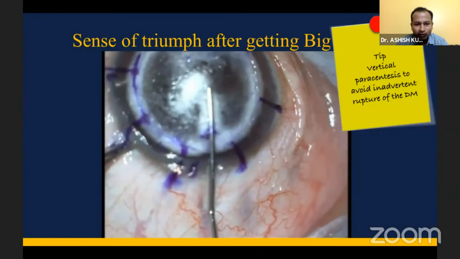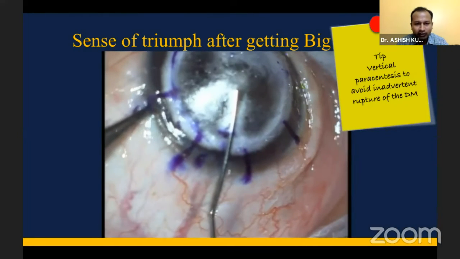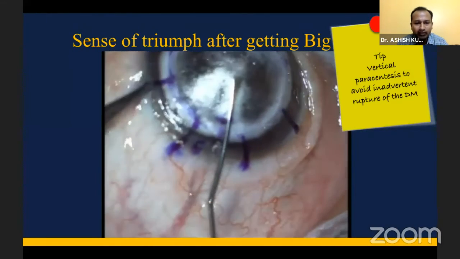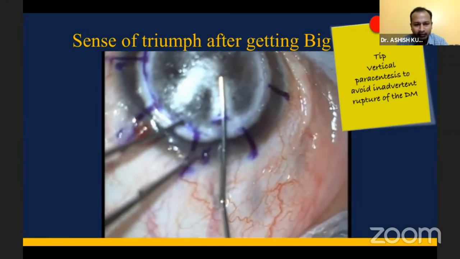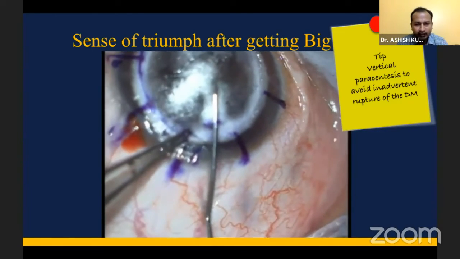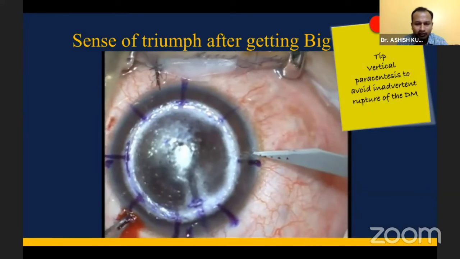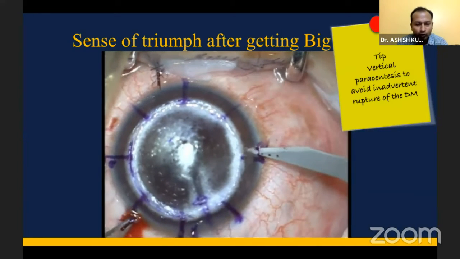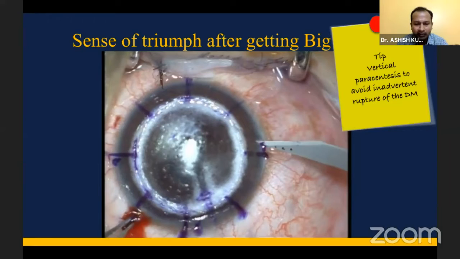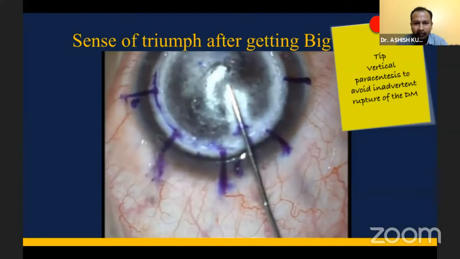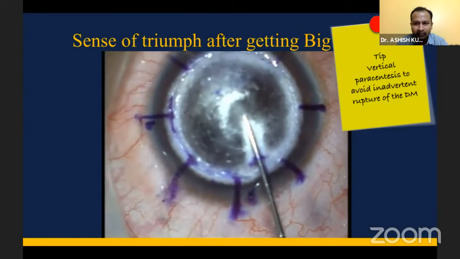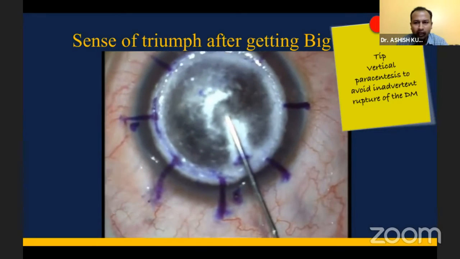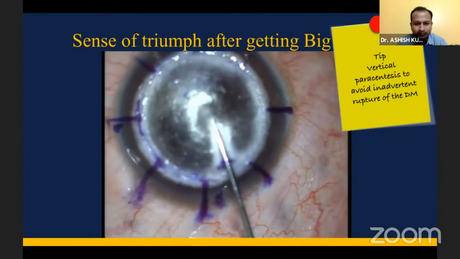So what I did finally, this is the wrong technique. You have to actually hold at the graft-host junction here at the edge, and then it comes out. Again, paracentesis to decompress. Again, don't go too much inside because you may burst the bubble. So just be on the periphery and then take it out. The paracentesis should be vertical to avoid inadvertent rupture of the Descemet's membrane.